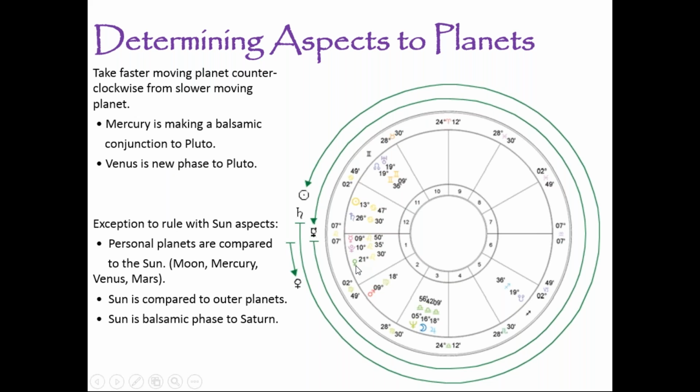Venus is a new phase. Here's the line right here where the starting point is Pluto. You go just a little bit and you get to Venus. Venus is, well, it's 11 degrees, so theoretically it's past the conjunction. It's new phase to Pluto in the example we're using here.